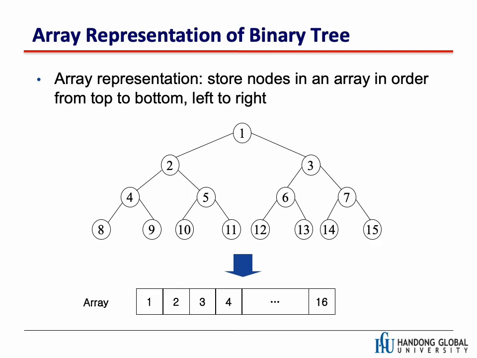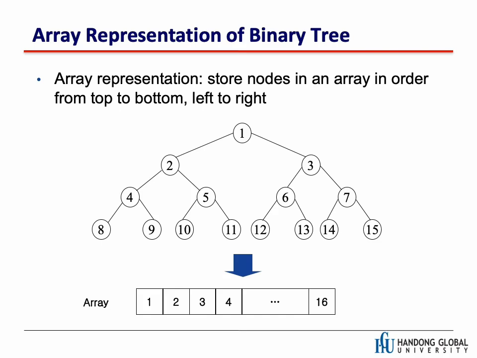Likewise, for binary tree, we will use a couple of different representations. First one is array representation. In this array representation, we will store nodes in an array in order from top to bottom, left to right. Given this tree, these nodes can be represented by this array.